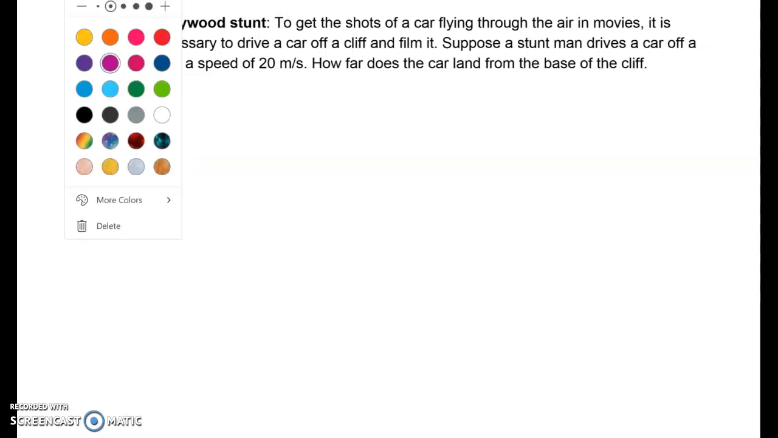So we've got a cliff, alright, and we have a car that's going to launch off that cliff. What we're told here is that the car launches straight horizontally, right? It drives off a 10-meter high cliff. So if we were to draw its trajectory, if he starts off horizontally, he's going to take the shape of half a parabola before he lands on the ground.